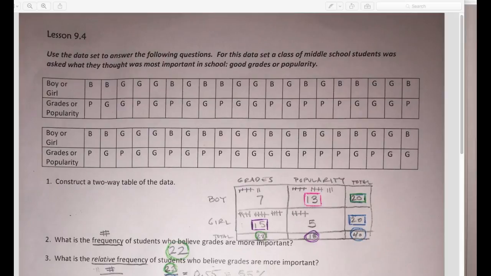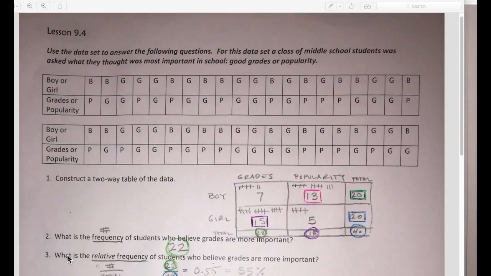Because I wanted to give you a bonus video here on how to deal with two-way tables. We didn't do as much of this as we probably should have, so I want to make sure that people who want to do well tomorrow have a chance to, just by watching this and understanding what's going on. They're going to ask us to construct a two-way table of data. You're probably going to have to do this on your test tomorrow.